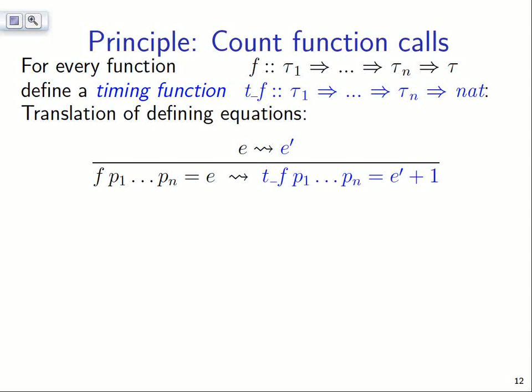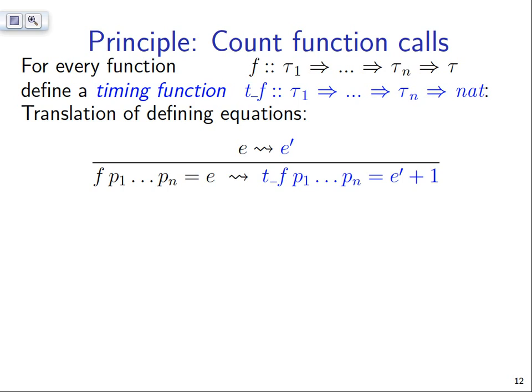And how does it work? Well, we introduce a translation relation. This is the squiggly arrow. And the first rule tells us how to translate defining equations. So if you have a defining equation for f of this form, you have almost the same defining equation for t_f, but on the right-hand side, you have not e, but e' plus 1. And what is e'? e' is the result of translating the expression e that was on the right-hand side of f into an expression e' for the right-hand side of t_f, for the timing function.